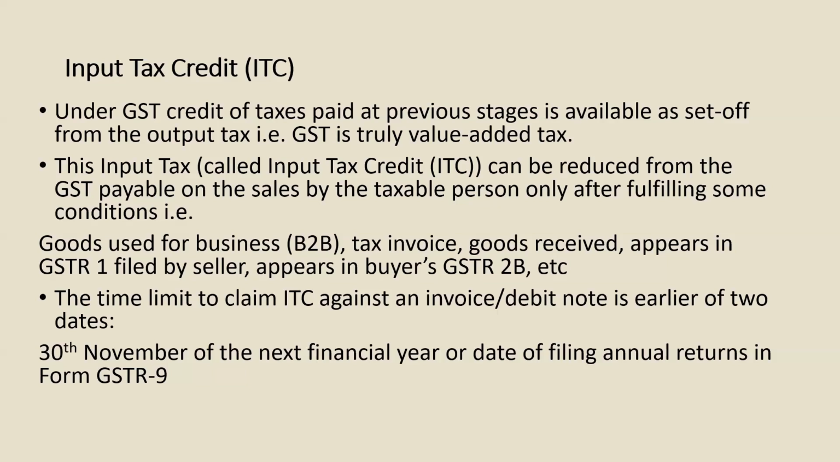Now, the time limit for availing ITC against an invoice is the earlier of the following dates: 30th November of the next financial year, or the time of filing my annual return under GSTR 9. So you have enough time for taking input. Suppose you purchase certain things and you have an input tax credit amount in your account. Will it disappear? No. Whenever, in the next month, 2 months later or 3 months later, you make a supply, that input tax credit can be taken.